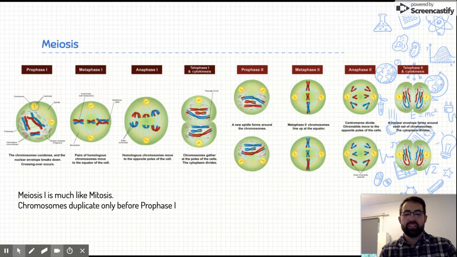However, in this process, chromosomes duplicate only before prophase 1. Even though there are 2 prophases, DNA is only duplicated once. This is how we end up with 4 distinct gamete sex cells at the end.